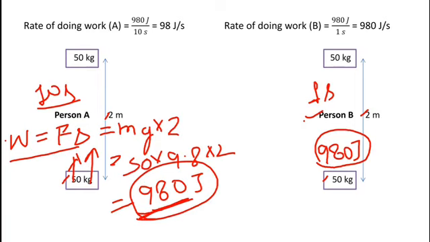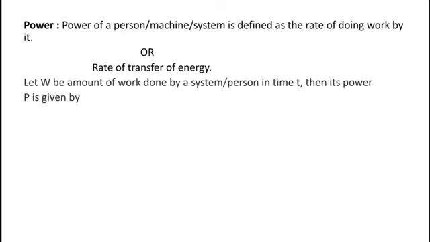Okay students, so I hope it is clear. Rate of doing work is known as power, or we can also say rate of transfer of energy is power. So we can define the power of a machine, person or system as the rate of doing work by it. In other words, the rate of transfer of energy. Now let us say W amount of work is to be done by a system or person in time t. Then its power, capital P, is given by power equals work divided by time.